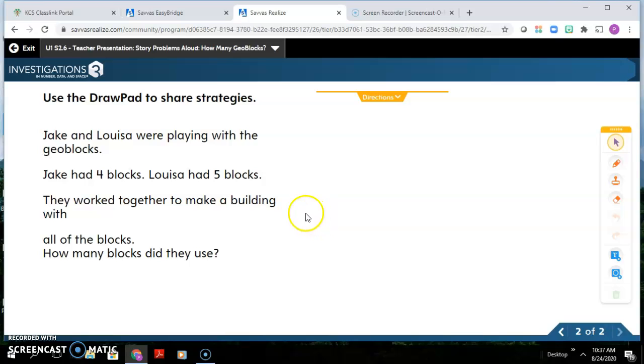So we're going to write an addition equation. So we'll go over here and pick up a pen. And Jake had 4. And since they're going to have more, we're going to add, and we're going to use our symbol for addition, which is called the plus sign. And Louisa has 5. And we want to know, what does that equal? How many blocks will that be in all? So we're going to put the equal sign.